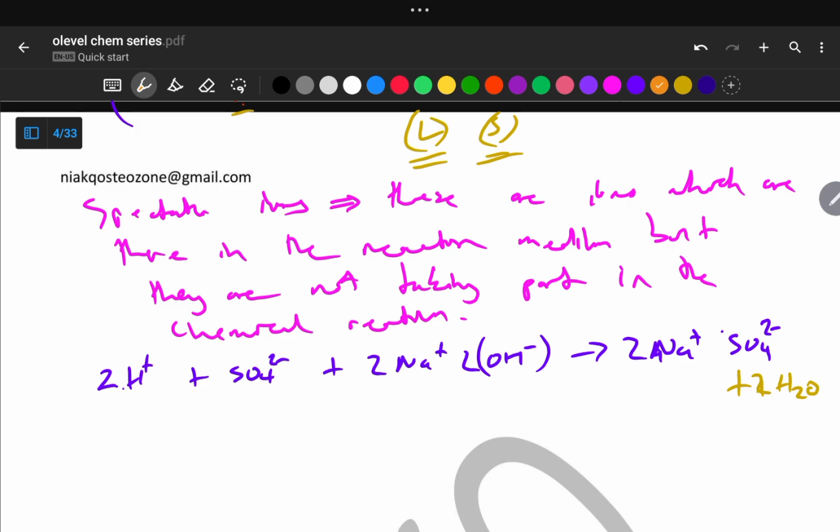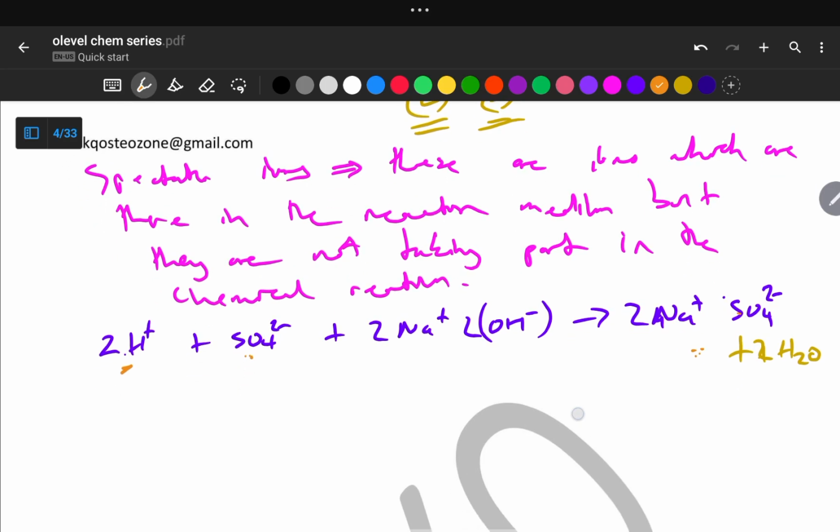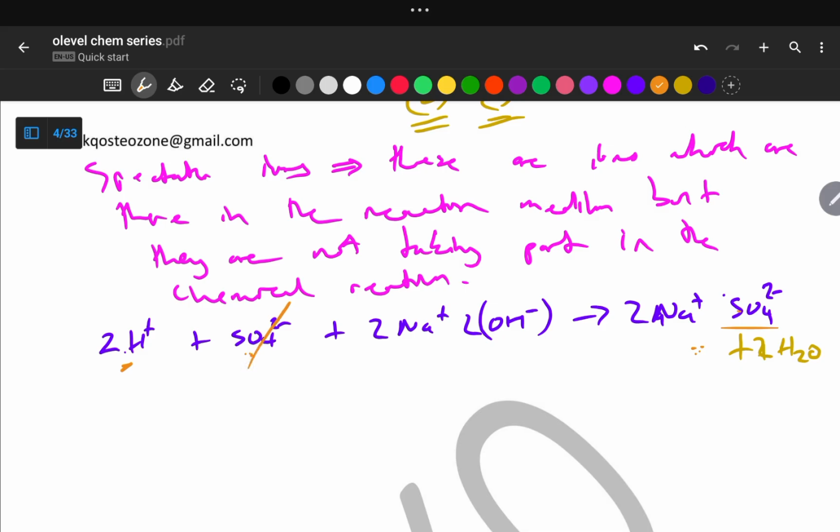So we're having 2 protons here, and then here we're not having any proton, right? And then here we're having sulfate, and then here we're having this sulfate. So this will cancel out, this will cancel out. And then here we're having 2 sodium ions, and then here we are also having 2 sodium ions. So this will cancel out. So these are the spectator ions. They are present in the reaction medium, but they are not taking part in the chemical reactions, right?